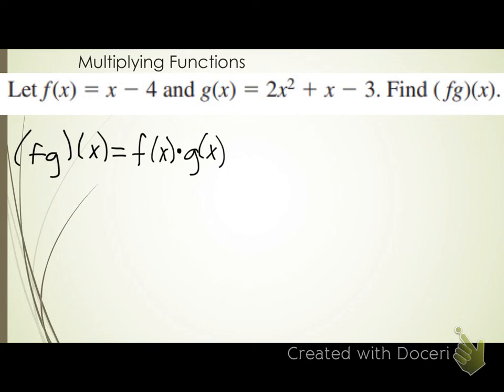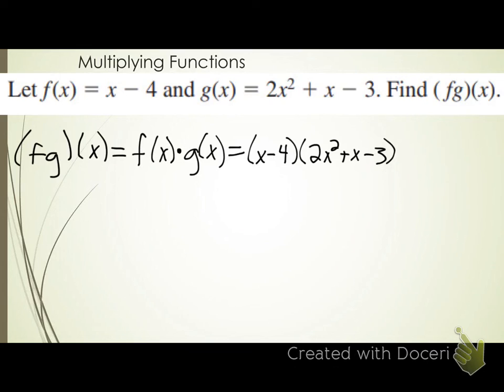You okay with that? Any questions so far? We're still good? Still making sense? Okay, so now what does f of x equal here? X minus 4. So I replace f of x with x minus 4. And then what does g of x equal? 2x squared plus x minus 3. So I can replace g of x with that polynomial.